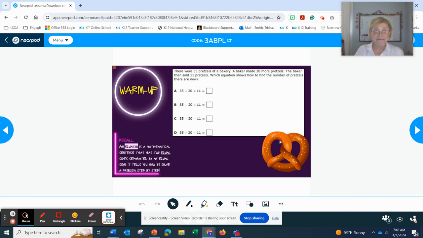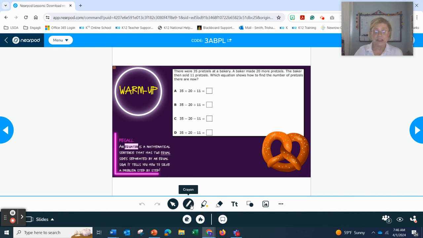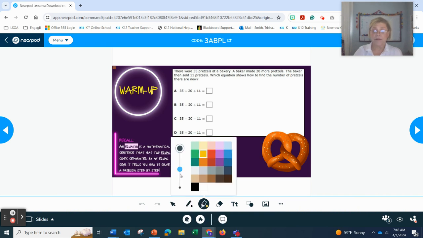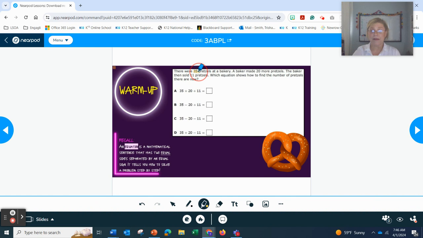All right, you should have worked through this problem, and now we're going to go through it together, talking it out. So let's talk about what this problem is asking us to do. Let's look for some of the important facts. So we know that there were 35 pretzels to begin with. The baker made 20 more pretzels, and then the baker sold 11 pretzels.